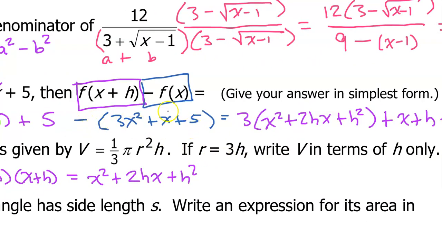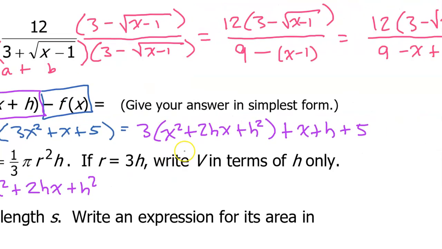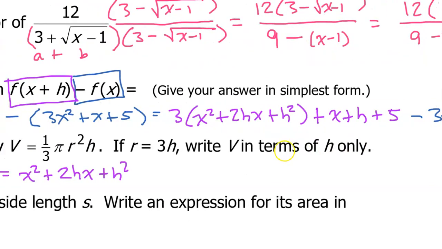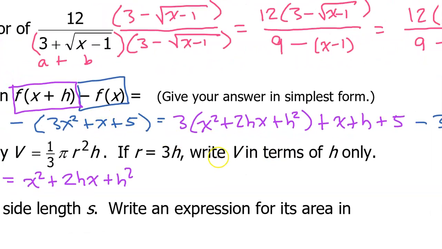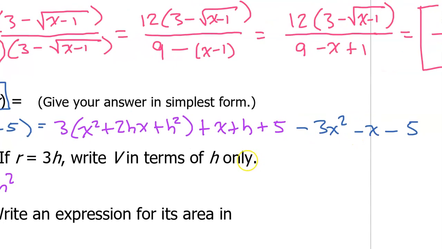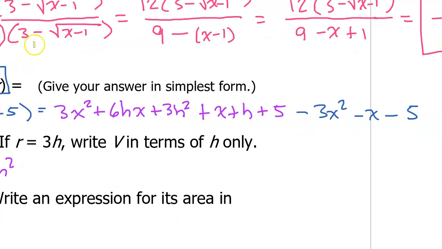So now it's time for this blue part. I'm just going to distribute the minus sign. So this is going to give me minus 3x squared minus x minus 5. Now I need to distribute the 3. But I do not feel like copying this entire thing over again just to distribute the 3. So I think I'll pause and just do that real quick in this same space. Distributing the 3 gave me this part right here.